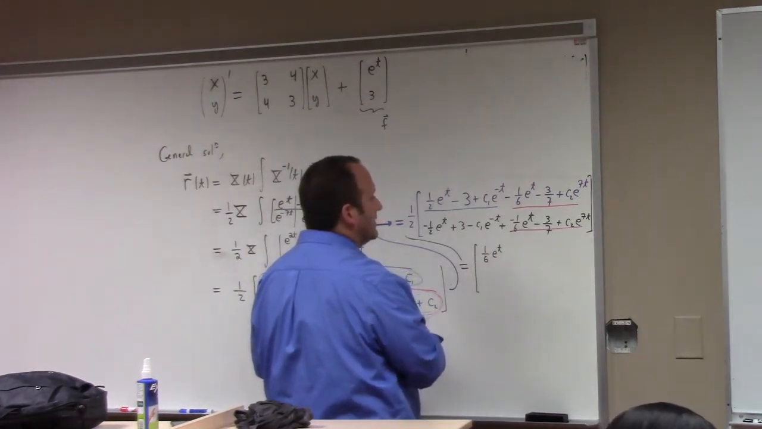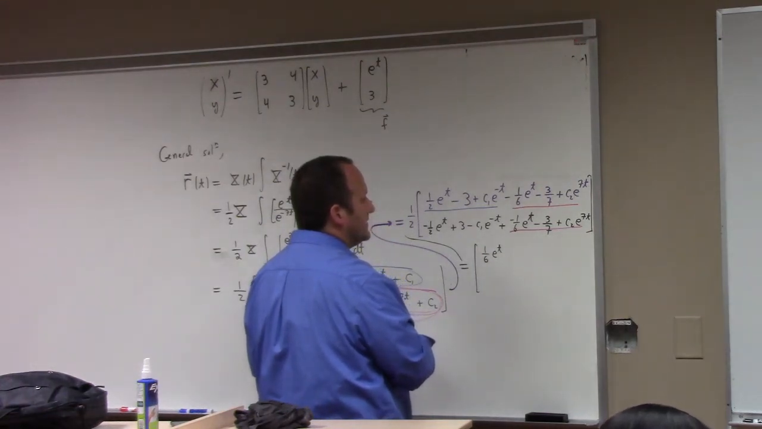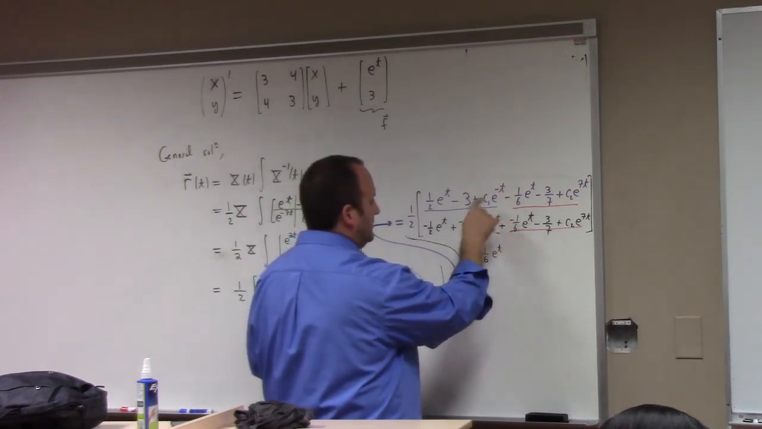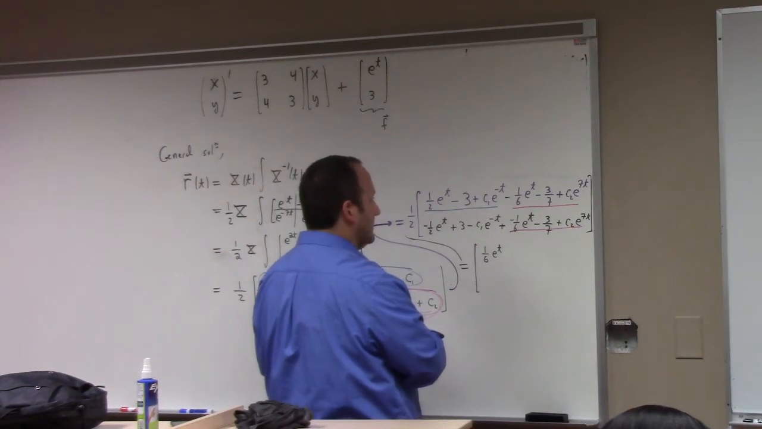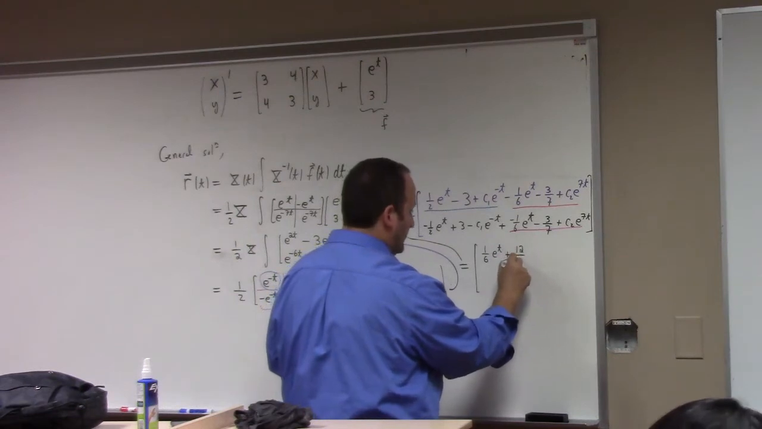And let's see here. Anything else? We got the constants. We got a 3 minus, what's 3 plus 3/7? 24/7, which makes 12/7.